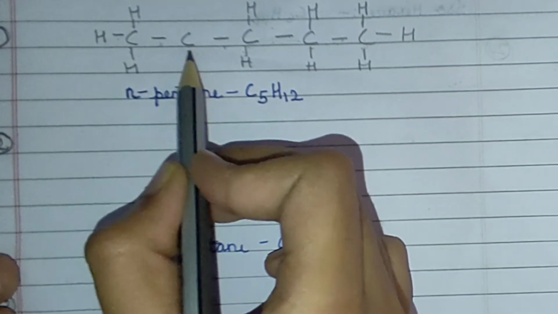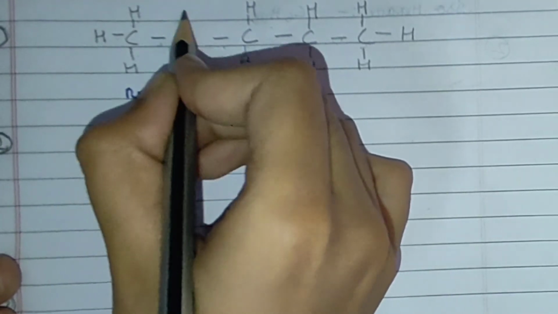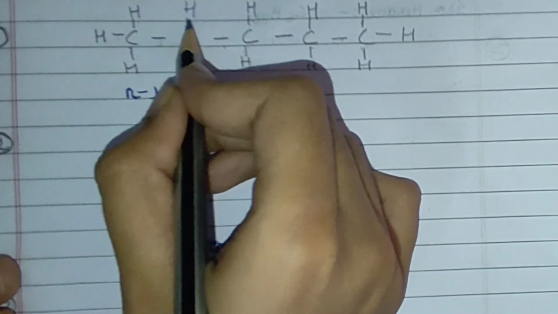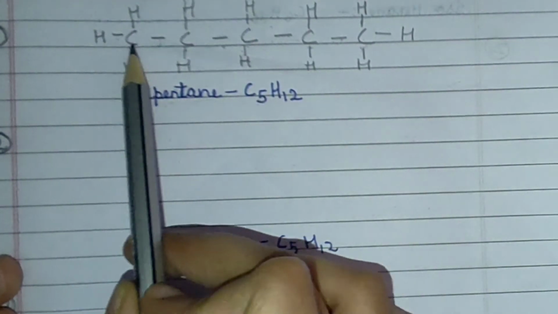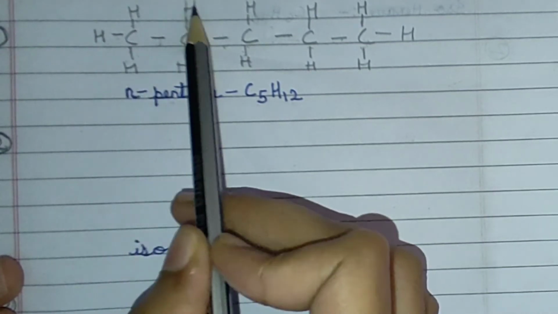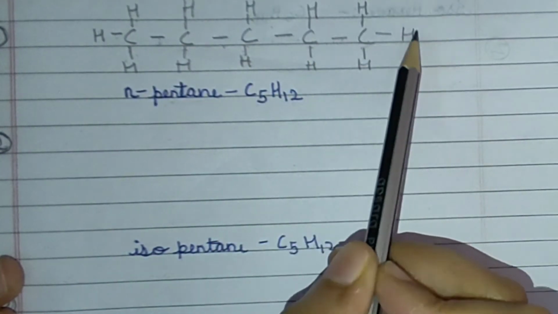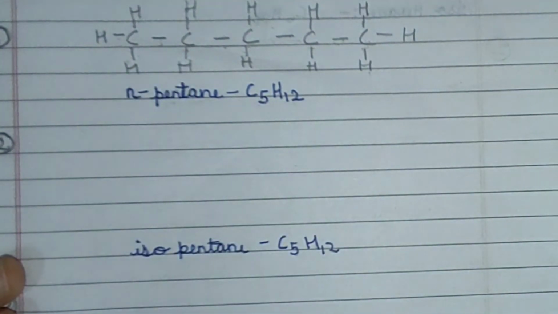Now this carbon atom, same thing again, it has 2 bonds already, one this side, one this side. 1, 2, 3, 4. Done. Now you can see there are 5 carbon atoms here, 1, 2, 3, 4, 5, and there will be 12 hydrogens. 1, 2, 3, 4, 5, 6, 7, 8, 9, 10, 11, 12. So by counting you can verify 5 also. So this is C5H12, n-pentane.